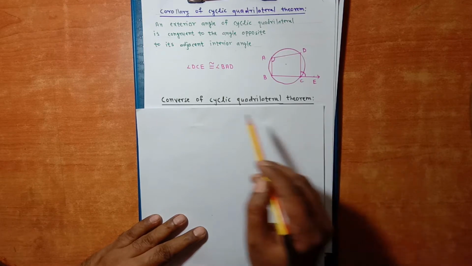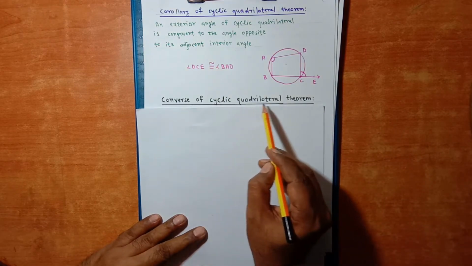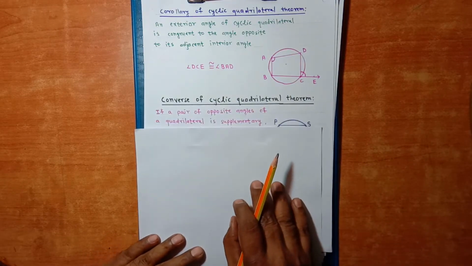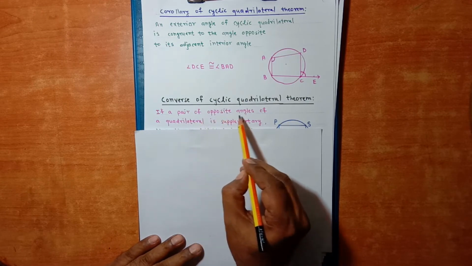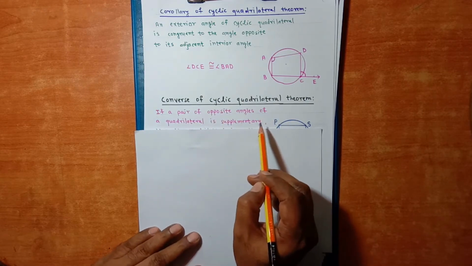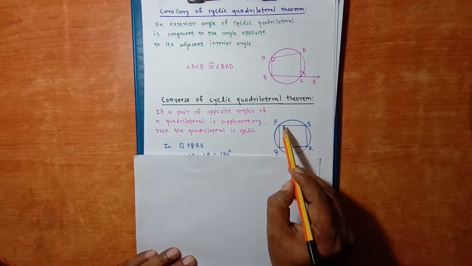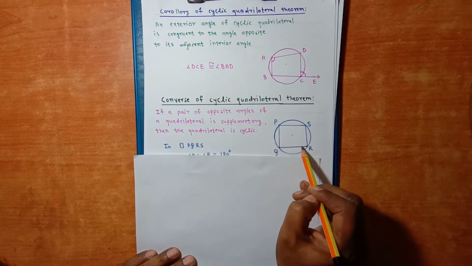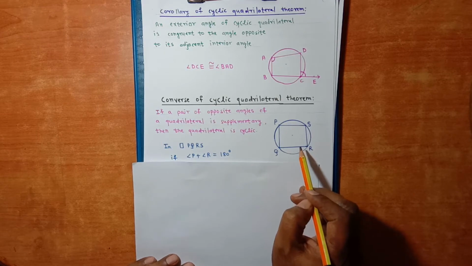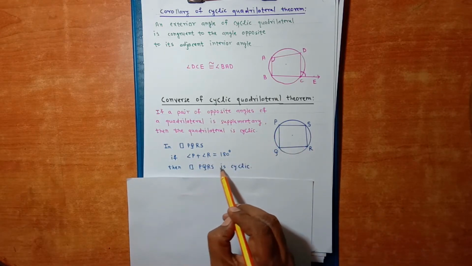Now we will see the converse of the cyclic quadrilateral theorem. If a pair of opposite angles of a quadrilateral is supplementary, then the quadrilateral is cyclic. If the measure of angle P plus the measure of angle R is 180, then PQRS is cyclic.